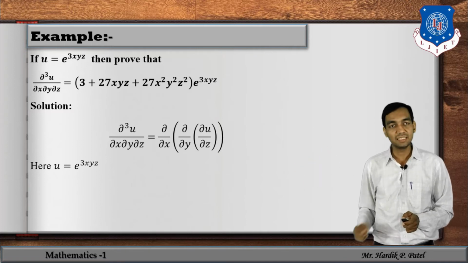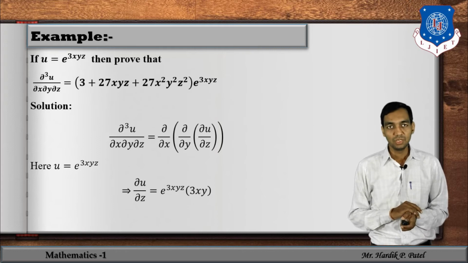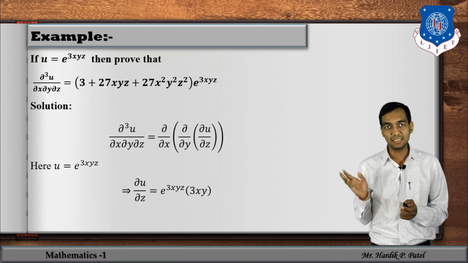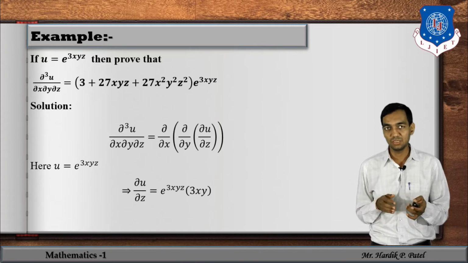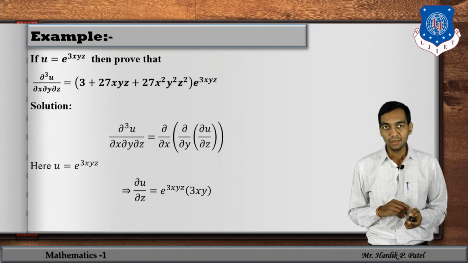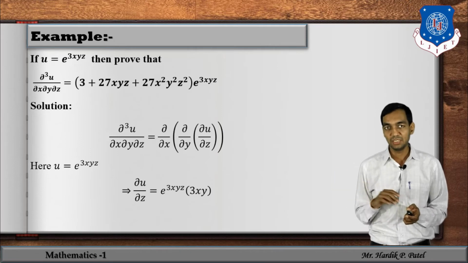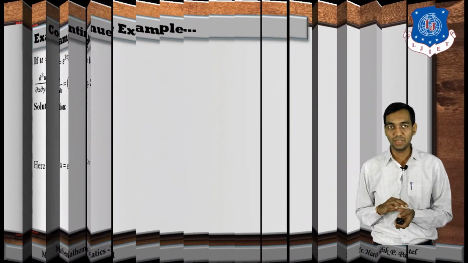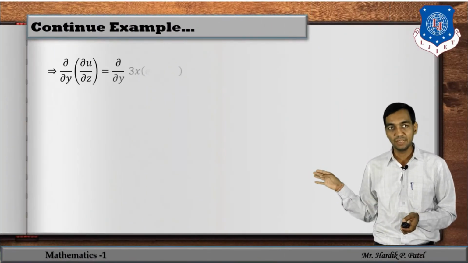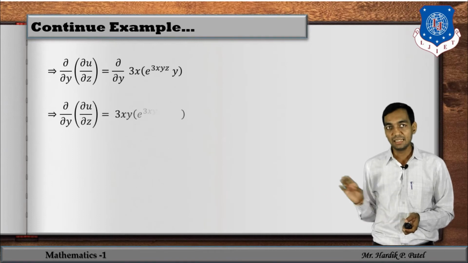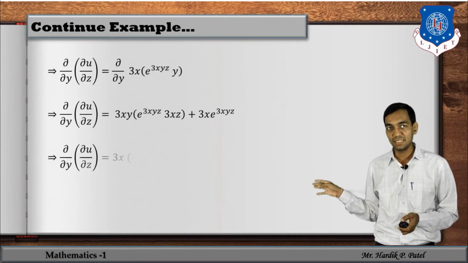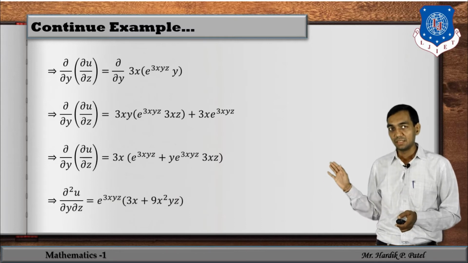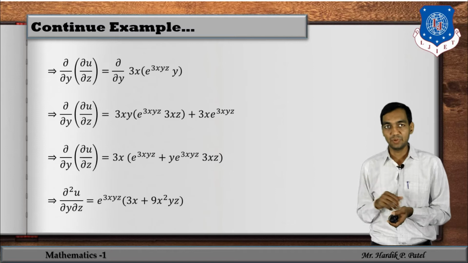So e raised to has derivative e raised to into derivative of the power. 3xyz has derivative 3xy, because it is a constant, and z has derivative 1. So you will have 3xy into e raised to 3xyz. Now differentiate this term with respect to y, that means del by del y of del u by del z. It is the derivative of 3x into e raised to 3xyz into y. See, 3x is constant, so we have written it separately.